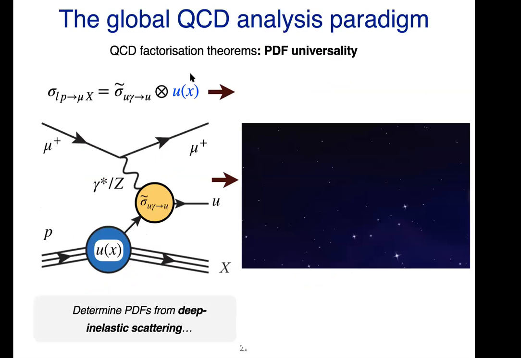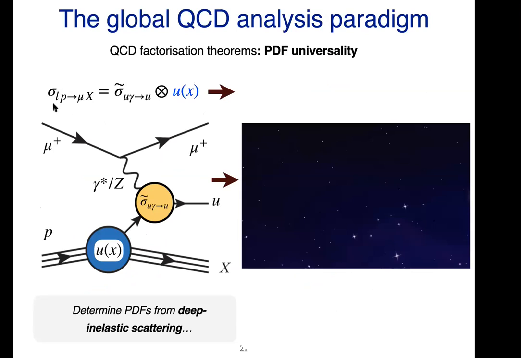So how do we extract these PDFs in practice? As I said, thanks to QCD, we can factorize, say, a scattering cross-section. In this case, take a charged muon and launch it at a proton target, and then measure the recoil of this outgoing muon. This is called the deep inelastic scattering process.